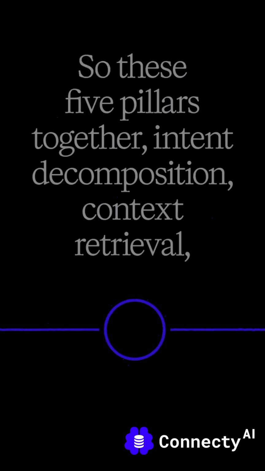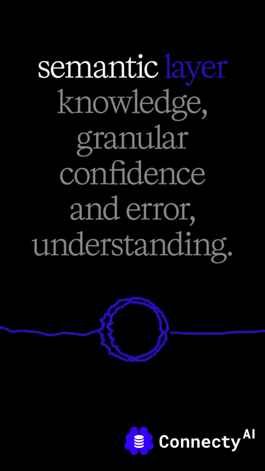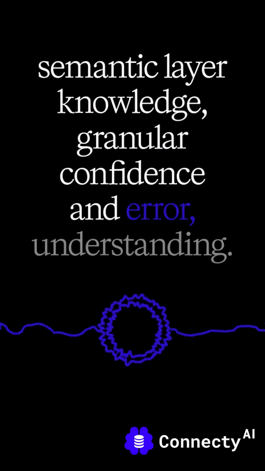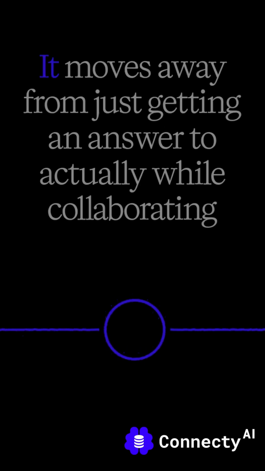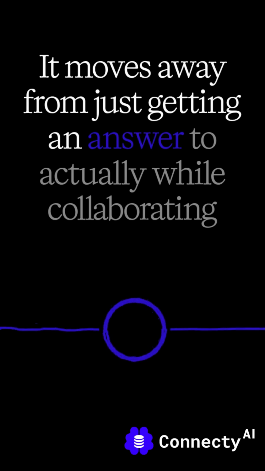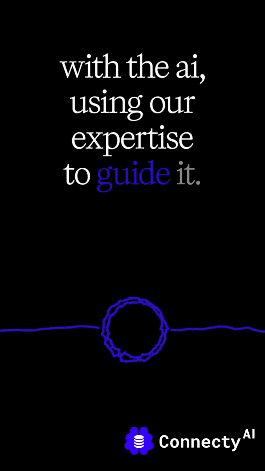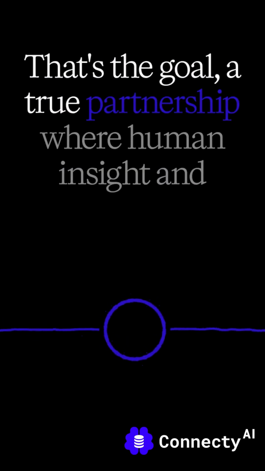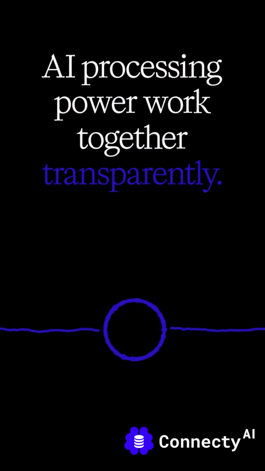So these 5 pillars together, intent decomposition, context retrieval, semantic layer knowledge, granular confidence, and error understanding, they really change the game. They absolutely do. They peel back the layers of the black box. It moves away from just getting an answer to actually collaborating with the AI, using our expertise to guide it. That's the goal, a true partnership where human insight and AI processing power work together transparently.